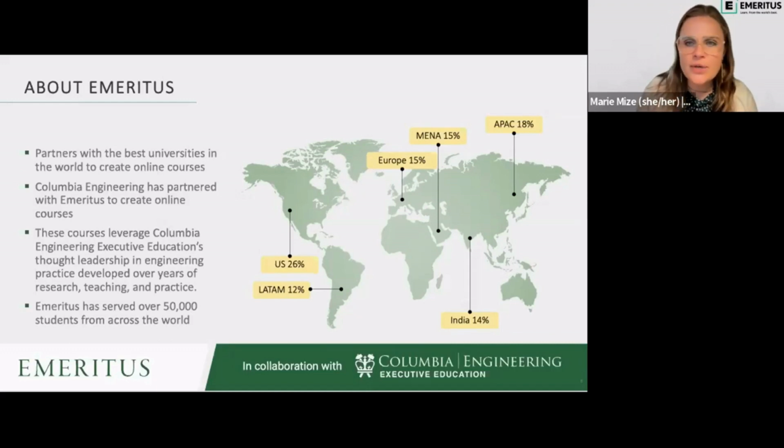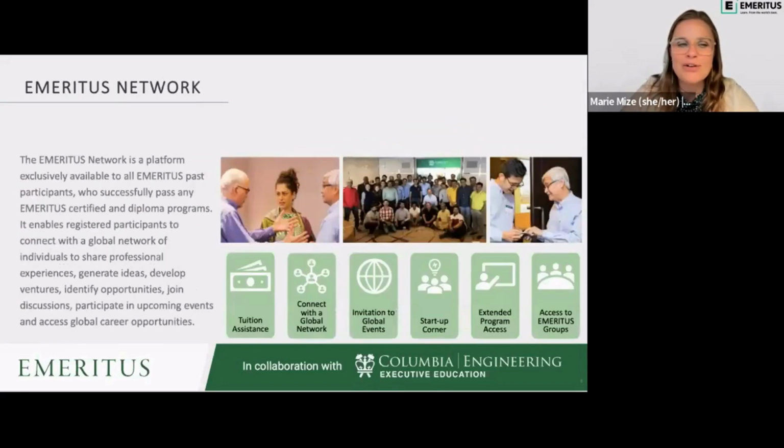So a lot in store here for you as you think about this partnership between Emeritus and Columbia Engineering, allowing us to leverage courses across the globe, serving hundreds of thousands of learners. Now I think the number is 300,000 last we checked, and growing ever more. So this network provides tuition assistance, a global network of peers and colleagues, help with your career building, networking, coming to global events, and a lot of program access extended beyond this course. So you're joining a lifelong learning community here when you join this program.